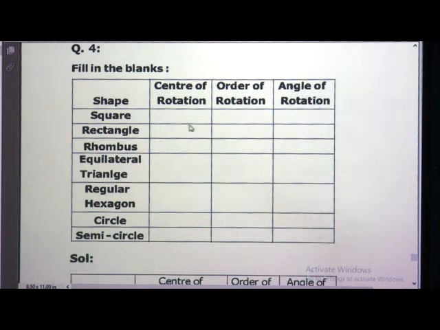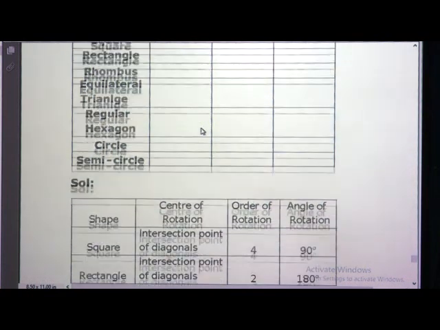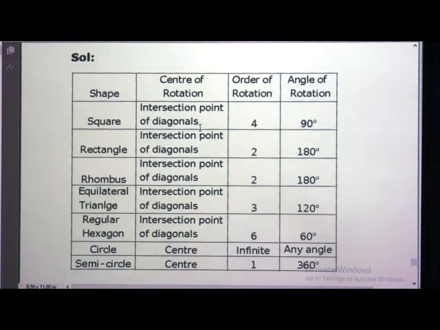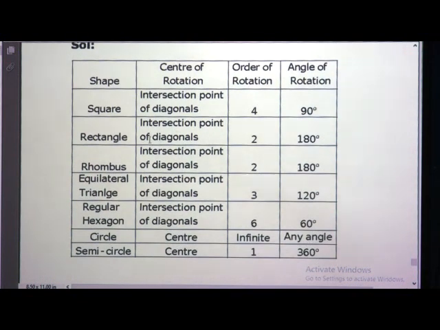Center of rotation, order of rotation and angle of rotation. Now, you know very well because we had seen some examples. So, what will be the center of rotation? Yes, for a square we will draw a diagonal and we will have the center of rotation where both the diagonals intersect, and we can have an order of rotation of 4.